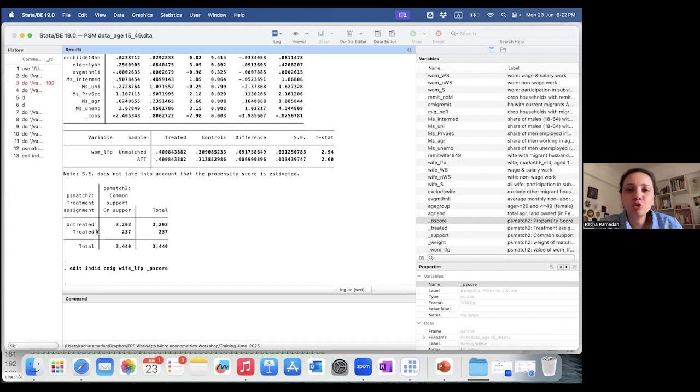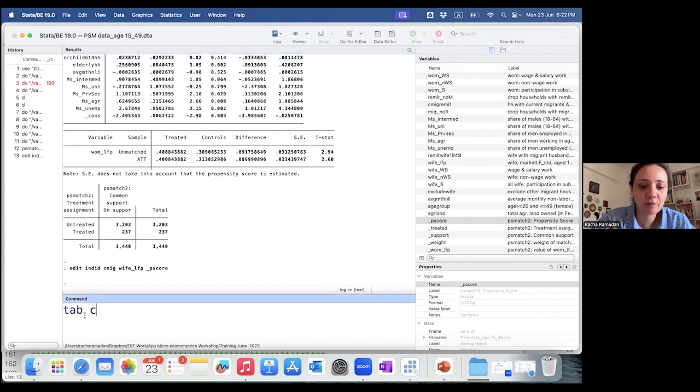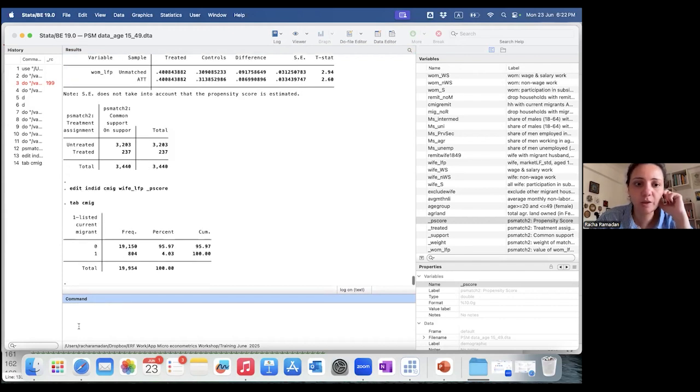Okay, in fact, you don't really care about the number. It's not what you should care about, because if you remember, when we saw the treatment in the sample, which is the current migrant variable, we have only 4% of the sample who are treated. So it's expected that you have 237 treated, and a sample of 3,000 with whom you can match. So the number is not really the factor you should worry about.